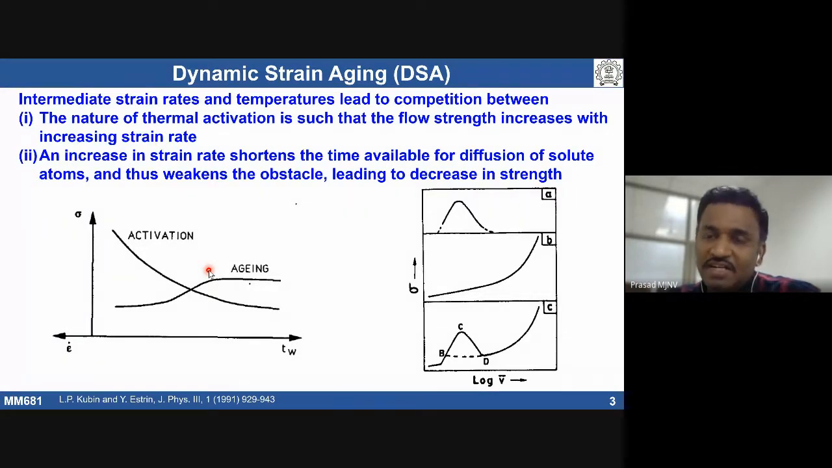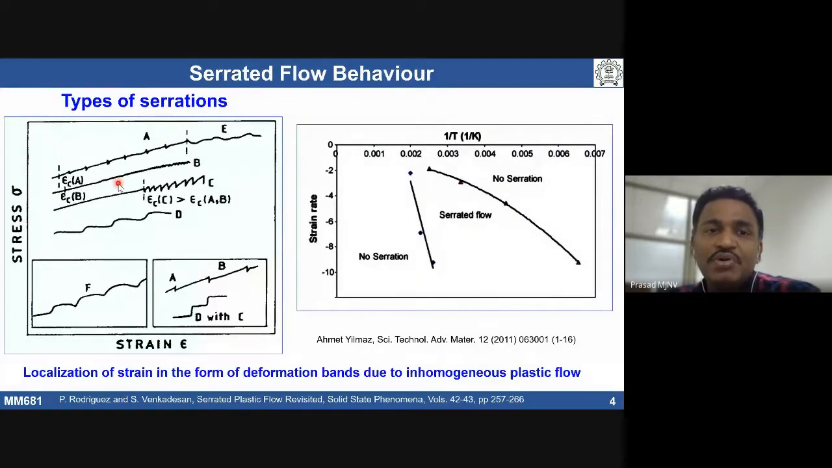I think we had a discussion about this. Then we discussed different types of serrations. When a material exhibits dynamic strain aging, there will be serrations in the stress-strain curve. We see different types of serrations: A, B, C types. The major ones are A, B, or C, or a combination of A plus B, or A plus C, depending on conditions.